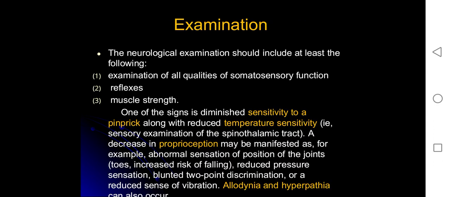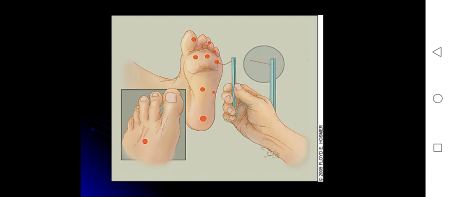In examination, the neurological examination should include examination of quality of somatosensory function, reflexes, muscle strength. Then one of the signs is diminished sensitivity to pinprick along with reduced temperature sensitivity. Decreased proprioception may be manifested as, for example, abnormal sensation of position of joints, toes, increased risk of falling, reduced pressure sensation, blunt two-point discrimination, or reduced vibration. Allodynia and hyperalgesia can occur. This is a hair aesthesiometer for checking the pain sensation.